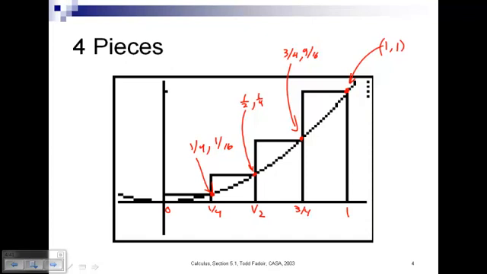Well, I'll go with the largest and easiest rectangle first. What is the area of this rectangle right here? It's 1/4 wide and it's 1 tall. It's 1/4. What about this rectangle right here? It's 1/4 wide and it's 9/16 tall. 9/64.